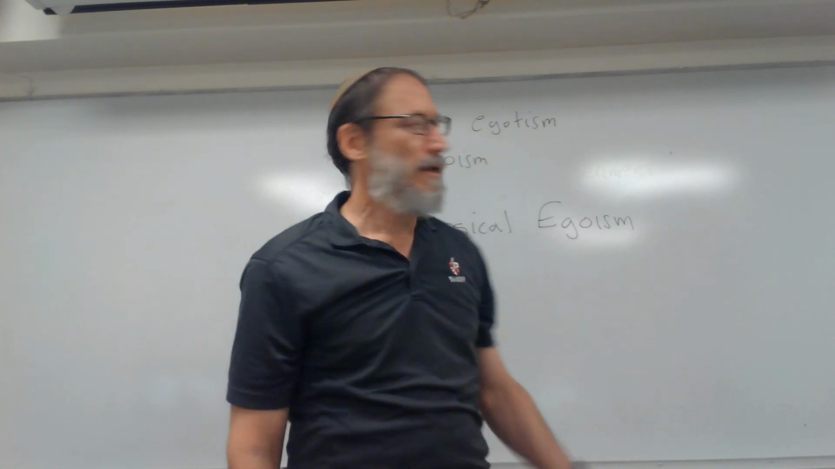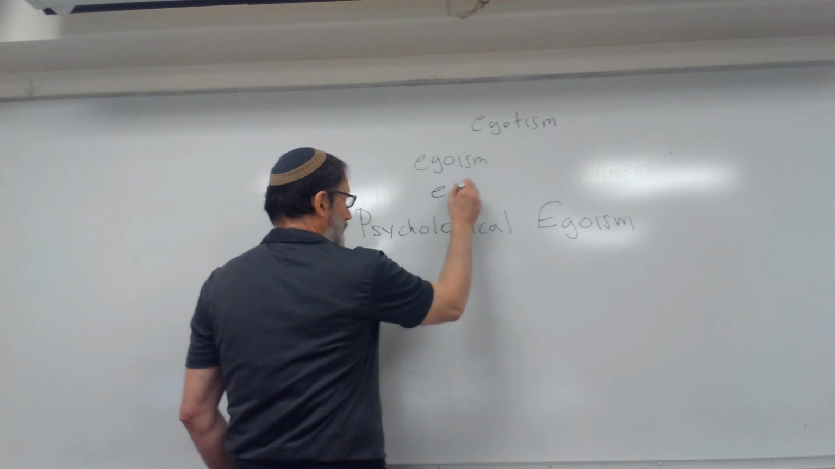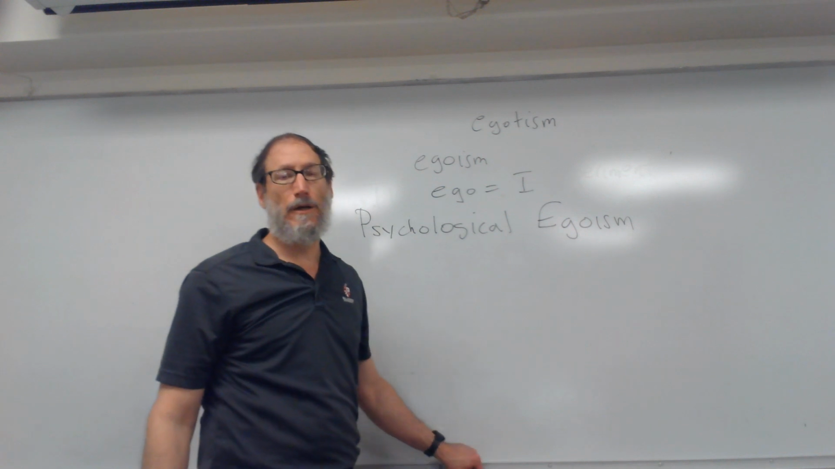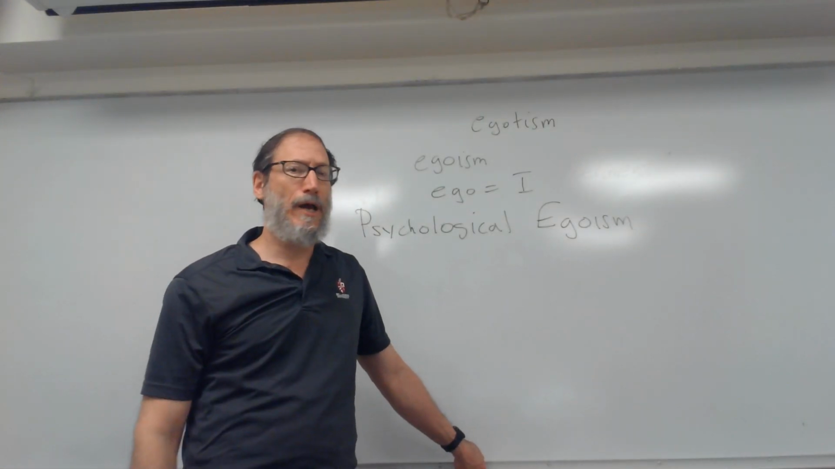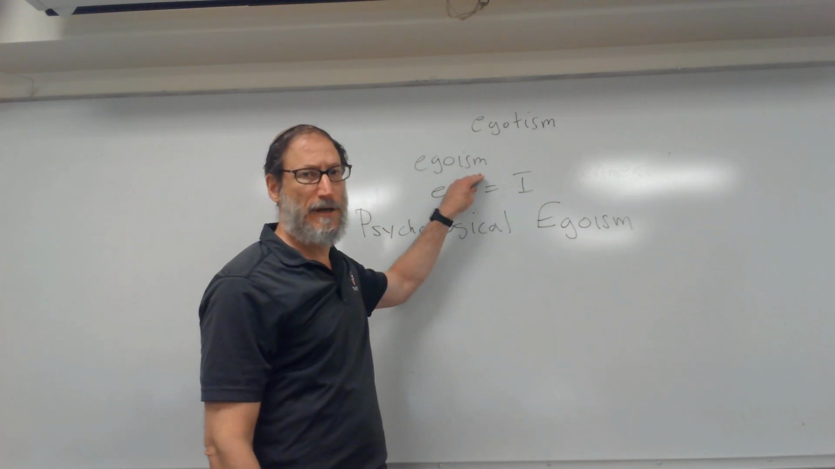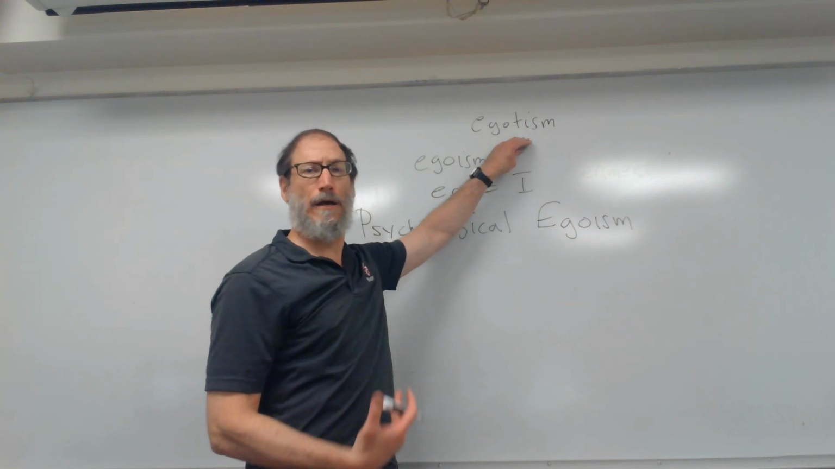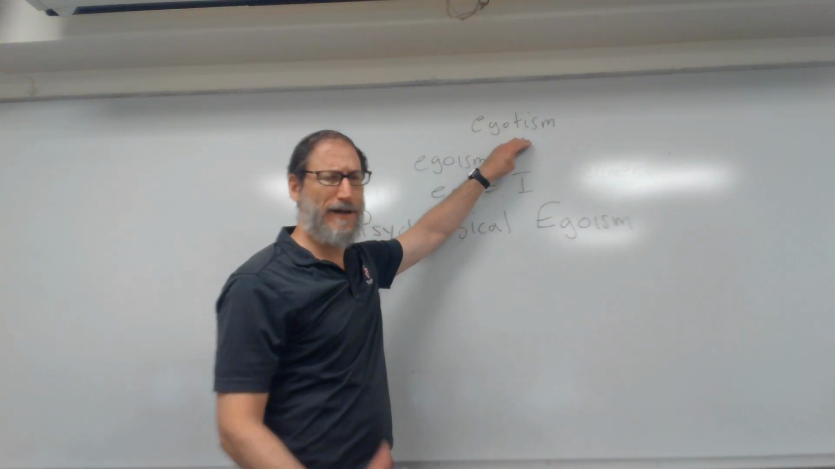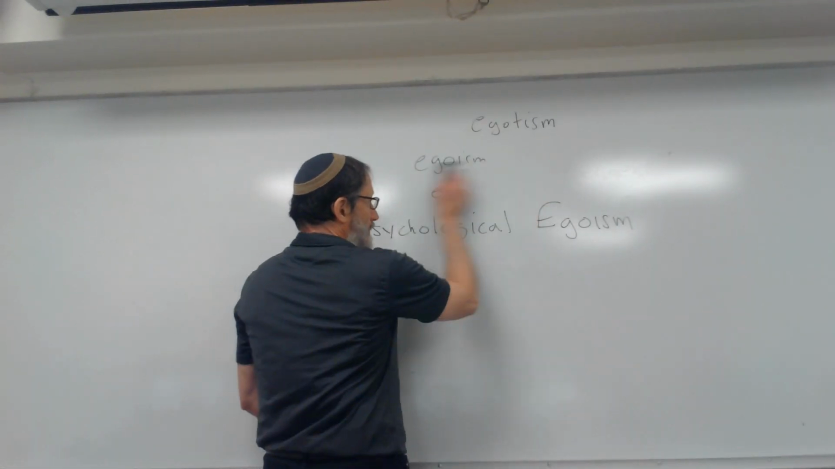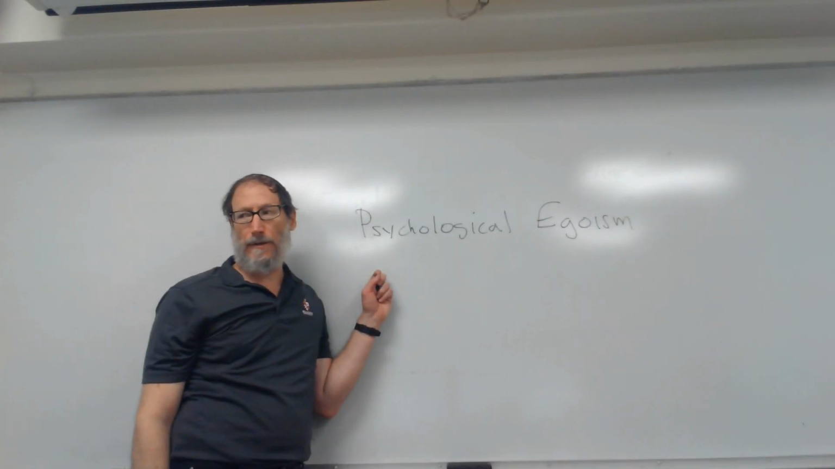So egoism has to do, and you probably know this, but I'll say it anyway, that the root of this word is the Latin word ego, which means I, or the self. So from ego, I, we get egoism, which is a kind of selfishness. Egotism is having a high opinion of oneself, kind of an arrogance. All right, but let's talk about this phrase, psychological egoism.